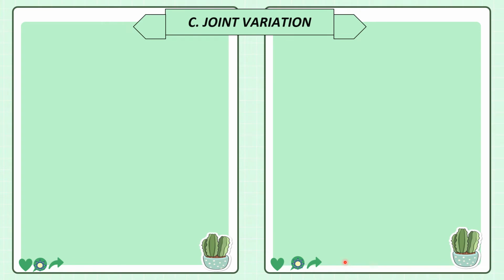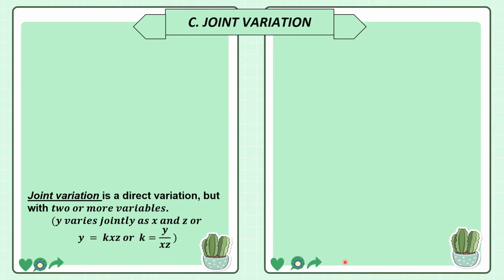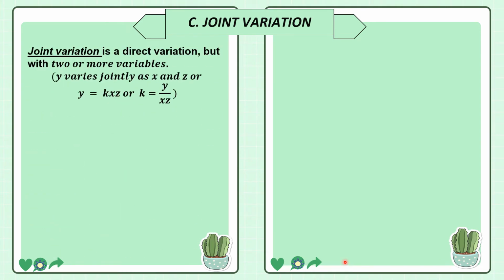And now let's proceed to the third one, which is all about joint variation. Joint variation is a direct variation, but with two or more variables. So, for example, y varies jointly as x and z, or y is equal to k times x times z, or k is equal to y divided by x times z. You are just finding for the constant value.